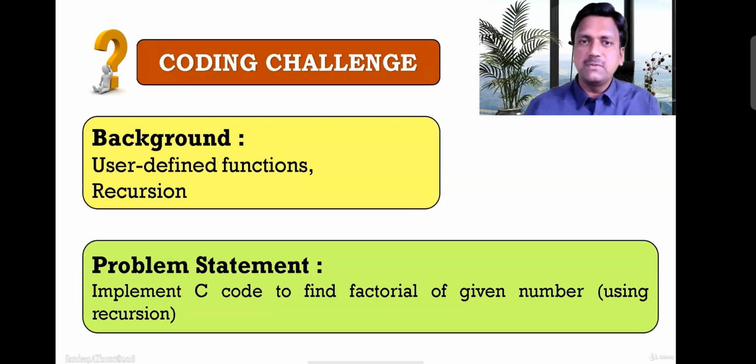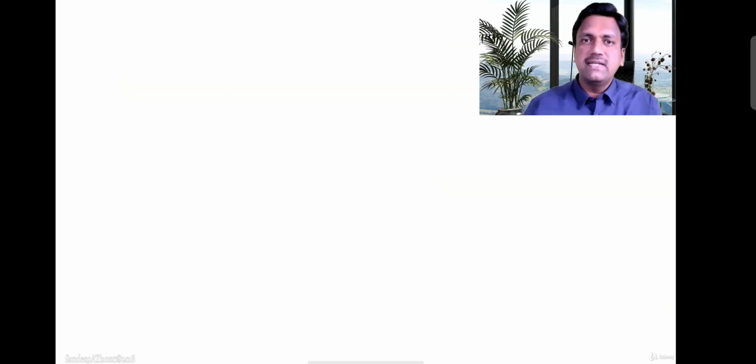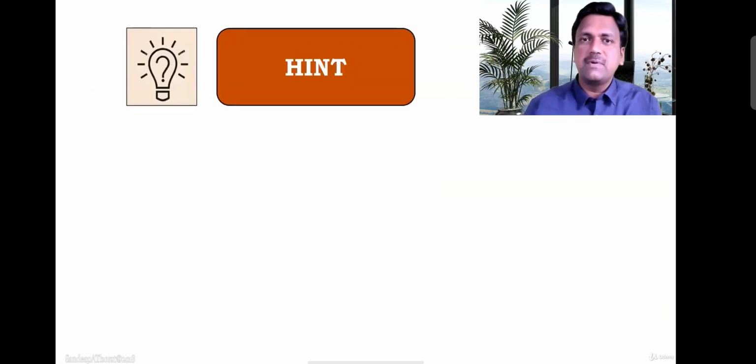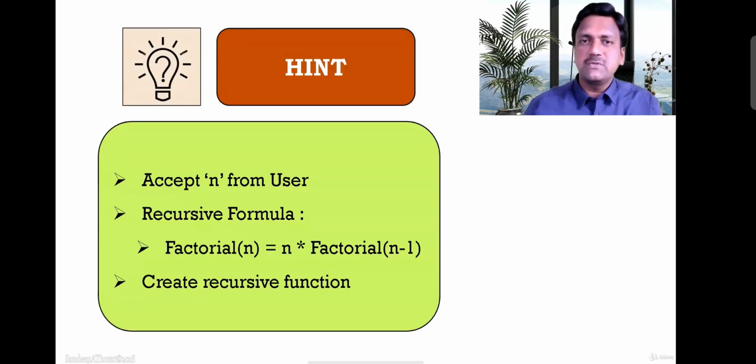So I appeal to you to implement this code on your own. But before going ahead, let me give you some hint about the implementation. So this is the flow of sequence you can follow. Accept a number n from the user. You need to have a recursion formula with you if you want to apply the recursion. So this formula is here.